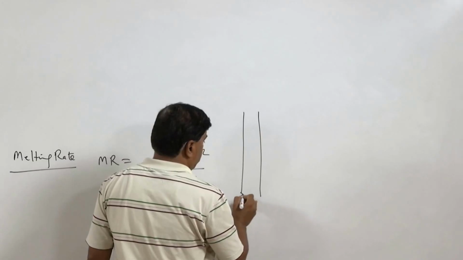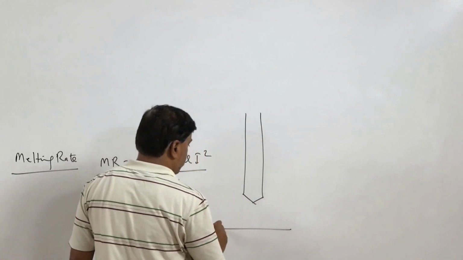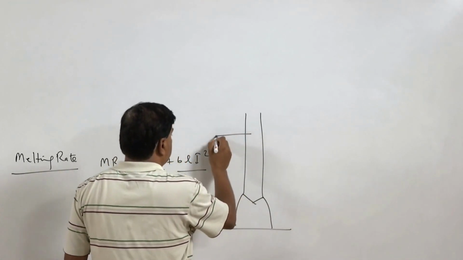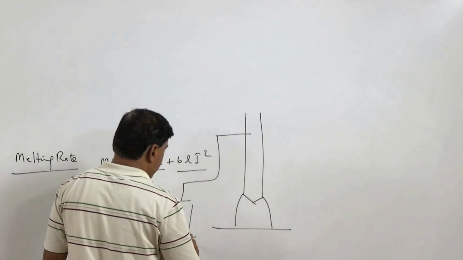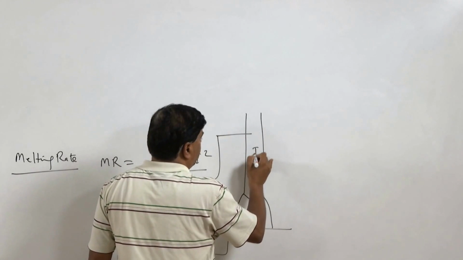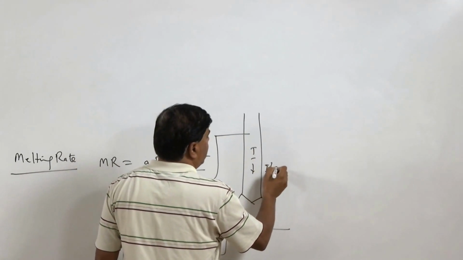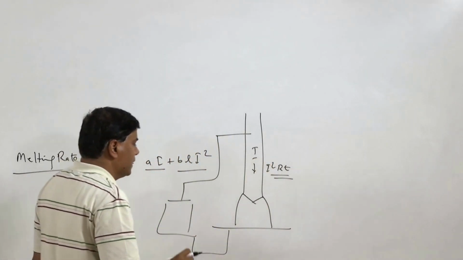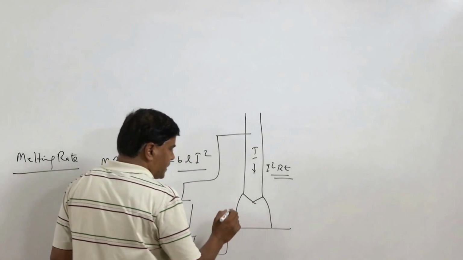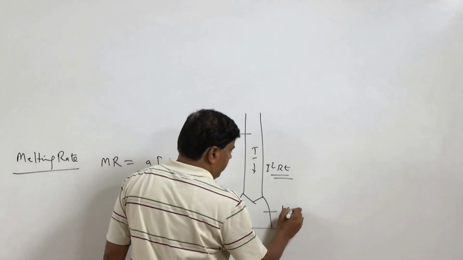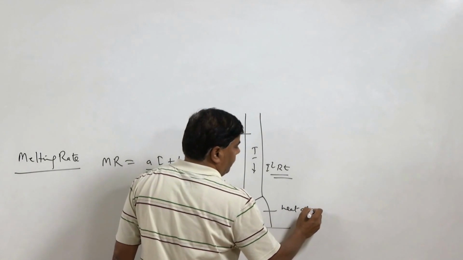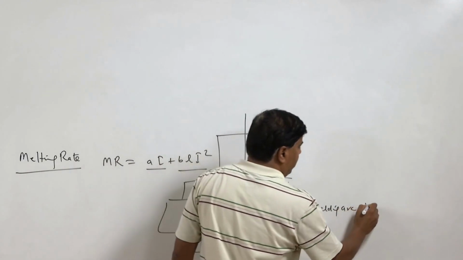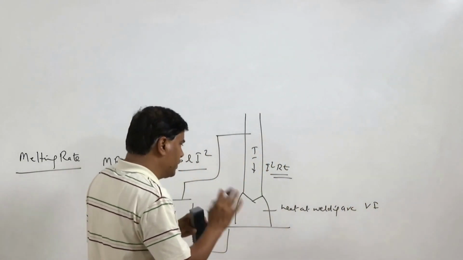What are these two terms all about? Say this is the electrode, this is the workpiece, and an arc is generated. Due to the flow of current through the electrode, I squared RT heating of the electrode core wire takes place in consumable arc welding processes. At the same time, heat is generated at the welding arc, which is given by VI.